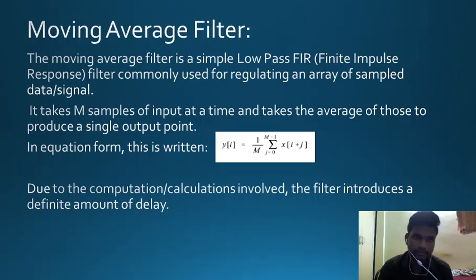Moving average filter. The moving average filter is a simple low pass filter commonly used for regulating an array of sample data or signal. It takes m samples of input at a time and takes the average of those to produce a single output point. In equation form, this is written as y of i equals 1 by m into sigma j equals 0 to m minus 1 of x of i plus j. Due to the calculations involved, the filter introduces a definite amount of delay.